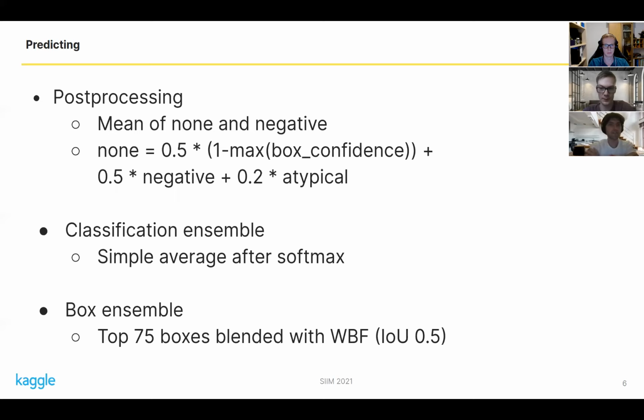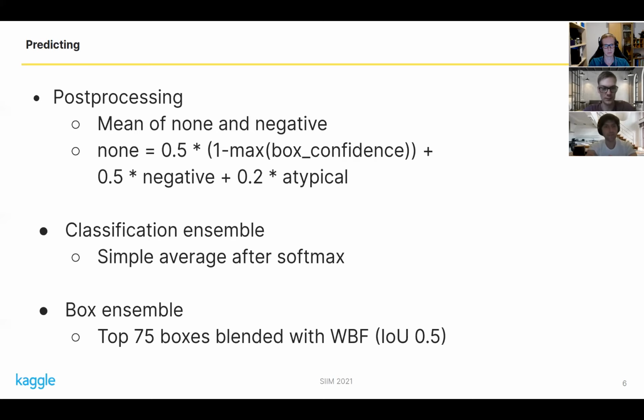For post-processing, we found 2 simple things that worked quite well. We took a simple mean of no bounding box predictions and the negative class. And for the no bounding box prediction, we took a weighted average, where we used 0.5 times 1 minus the maximum box confidence, plus 0.5 times the negative class, plus 0.2 times the atypical class.